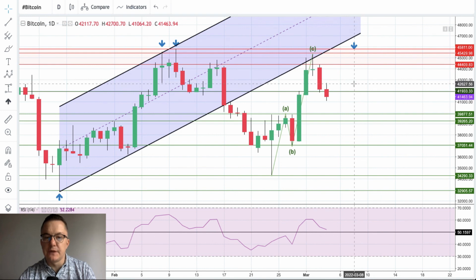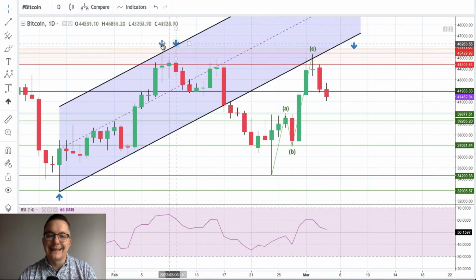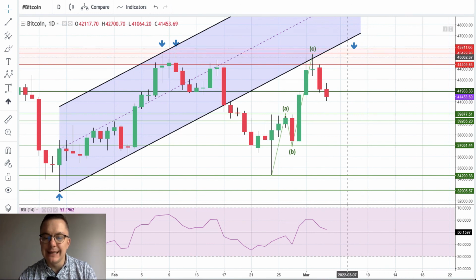So please keep an eye on the current situation on Bitcoin. It looks very, very interesting. The key technical zone, the supply zone, 44,409 to 45,811, has not been violated yet. So this is the zone that we should keep looking at. If it's violated, then we will rally. If not, we will likely go lower for an extended period of time.